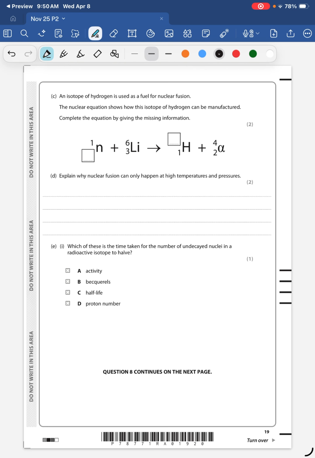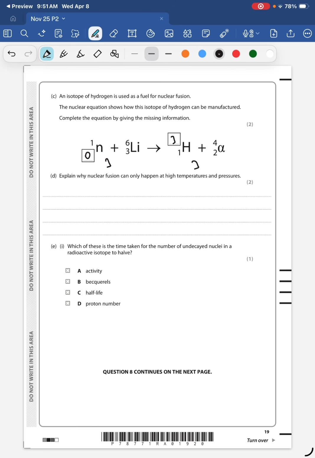Part C, an isotope of hydrogen is used as a fuel for nuclear fusion. The nuclear equation shows how this isotope of hydrogen can be manufactured. Complete the equation by giving the missing information. First of all, a neutron doesn't have a charge, so 0 for the atomic number. So we have 0 plus 3. As far as protons go, we have 3 on the left-hand side, and 1 plus 2 is 3 on the right-hand side. And then the mass number is 7 on the left-hand side, and 1 plus 6 is 7. Therefore, we need 3 over here. So that's tritium. That's what it's called.